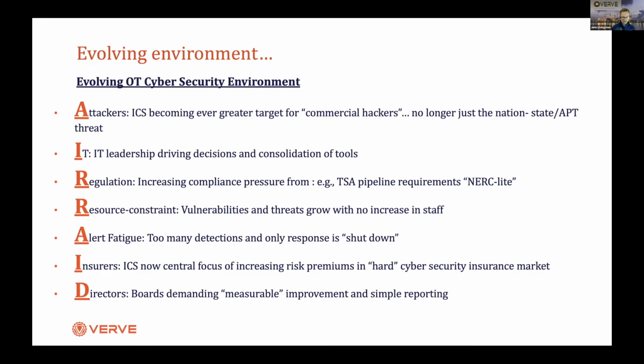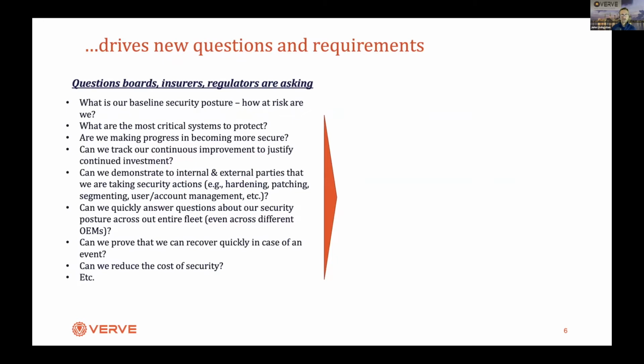And so these trends we see starting to drive a change of questions being asked around what is the baseline security. One that we hear frequently is, are we making any progress? So great, I'm detecting alerts. Is that good? Is it bad? Are we getting better? Are we not? Can we demonstrate that we're taking these actions? In other words, can we somehow prove that we've done some of these things, et cetera?